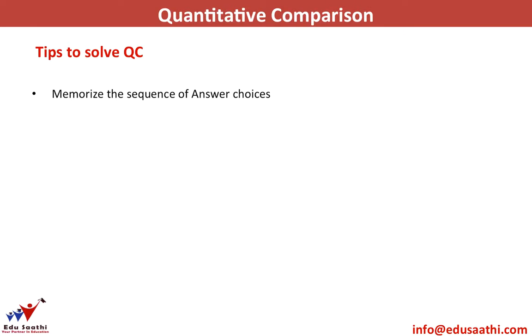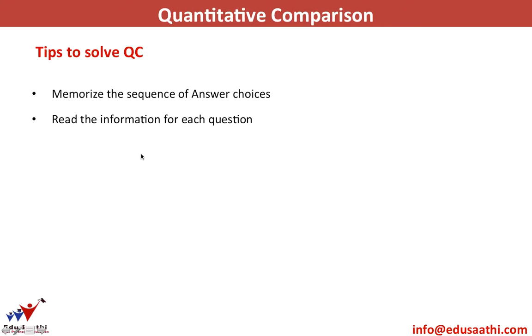The first and the most important thing is memorize the sequence of answer choices. And they are the same answer choices that you get all the time. So if you remember that you have to mark A, B or C, it is very easy for you to mark it and not waste your time going back and reading the answer options again and again and then seeing which one is matching.